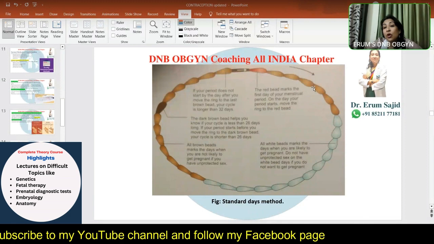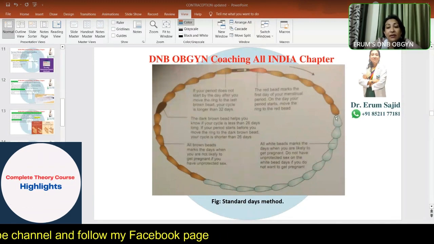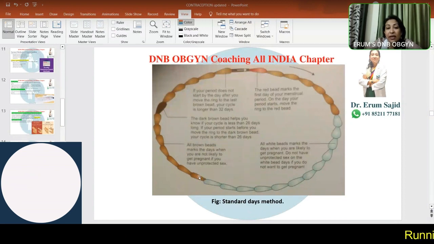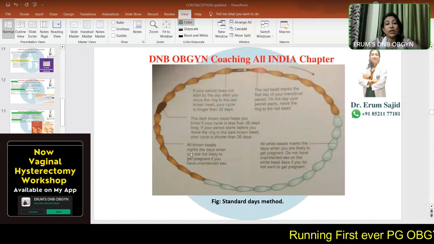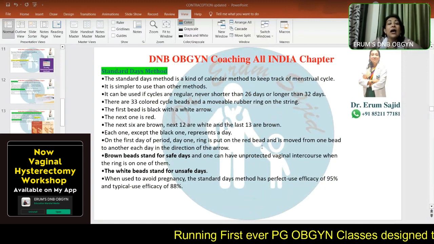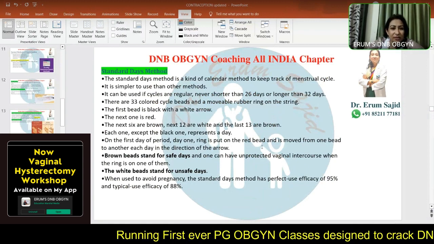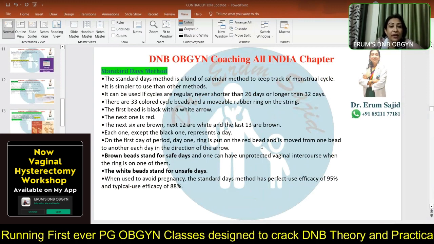So once you've been through your period and 2-3 days have passed, you enter a stage at which you can be fertile through all these 10 days almost. And then again, you have 10 days over here through which you are safe. So the standard days method is a kind of calendar method only, okay? And it's comparatively simpler to use because you have something to mark. You do not usually forget it.